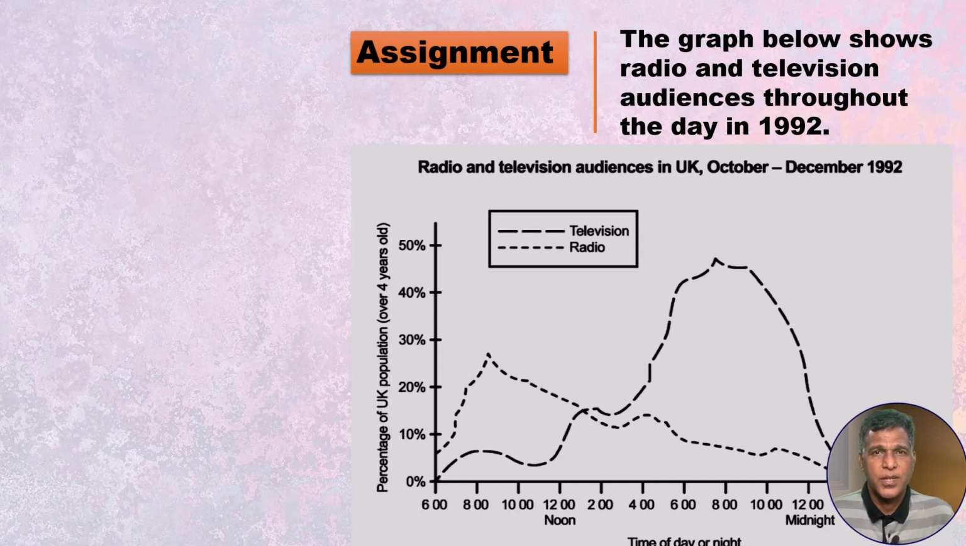Here's the statement. The graph below shows radio and television audiences throughout the day in 1992. Look at the legend. The solid line represents television and the dotted line is radio. The x-axis shows time of the day. The title says radio and television audiences in the UK October to December 1992.